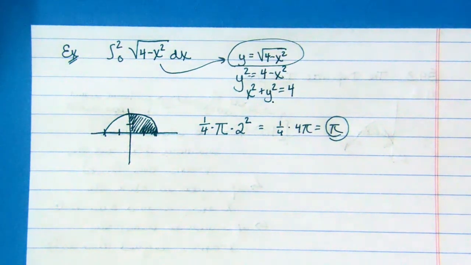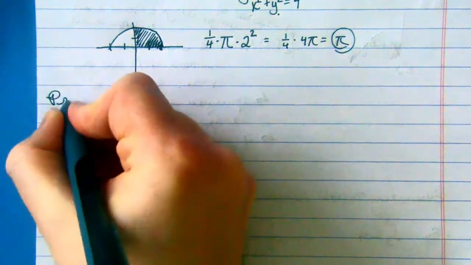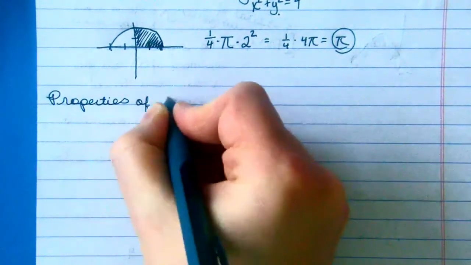So these are basically the basic shapes we're going to have to be able to deal with. Things made up of line segments and things made up of semicircles or quarter circles. Before we look at a little bit more practice, there are a couple properties of definite integrals that we need to go through. Properties of definite integrals.